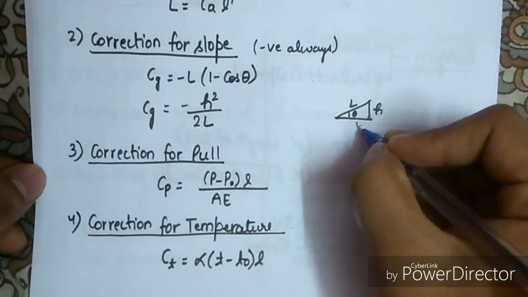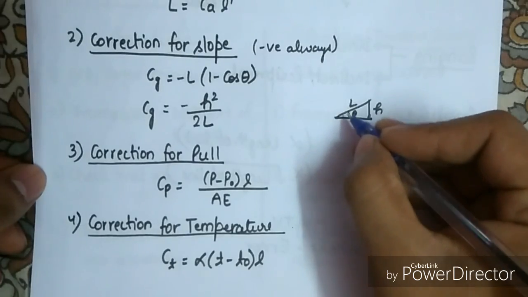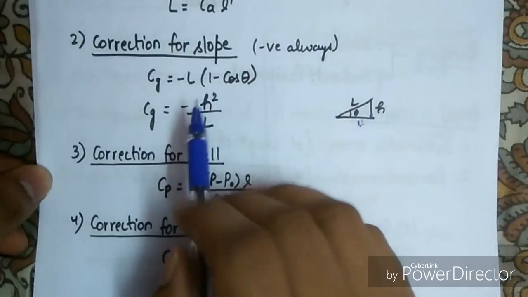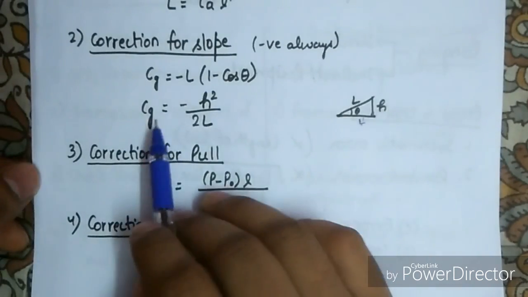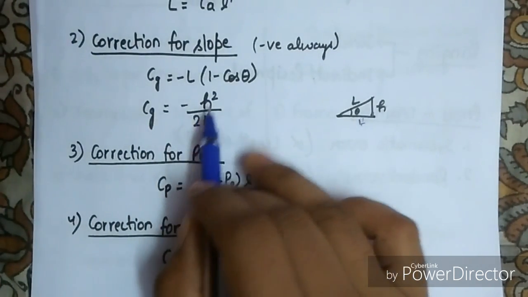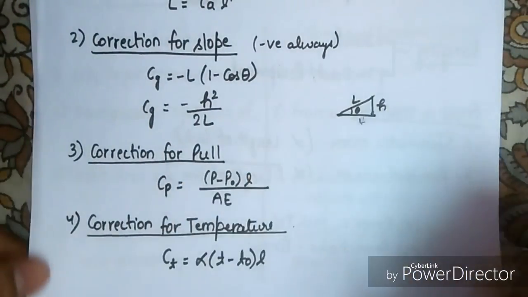Okay, so if we have to determine this length and we know this length, then we use the formula: correction equals minus L into (1 minus cos theta). There is one different formula also: minus of h square upon 2L.